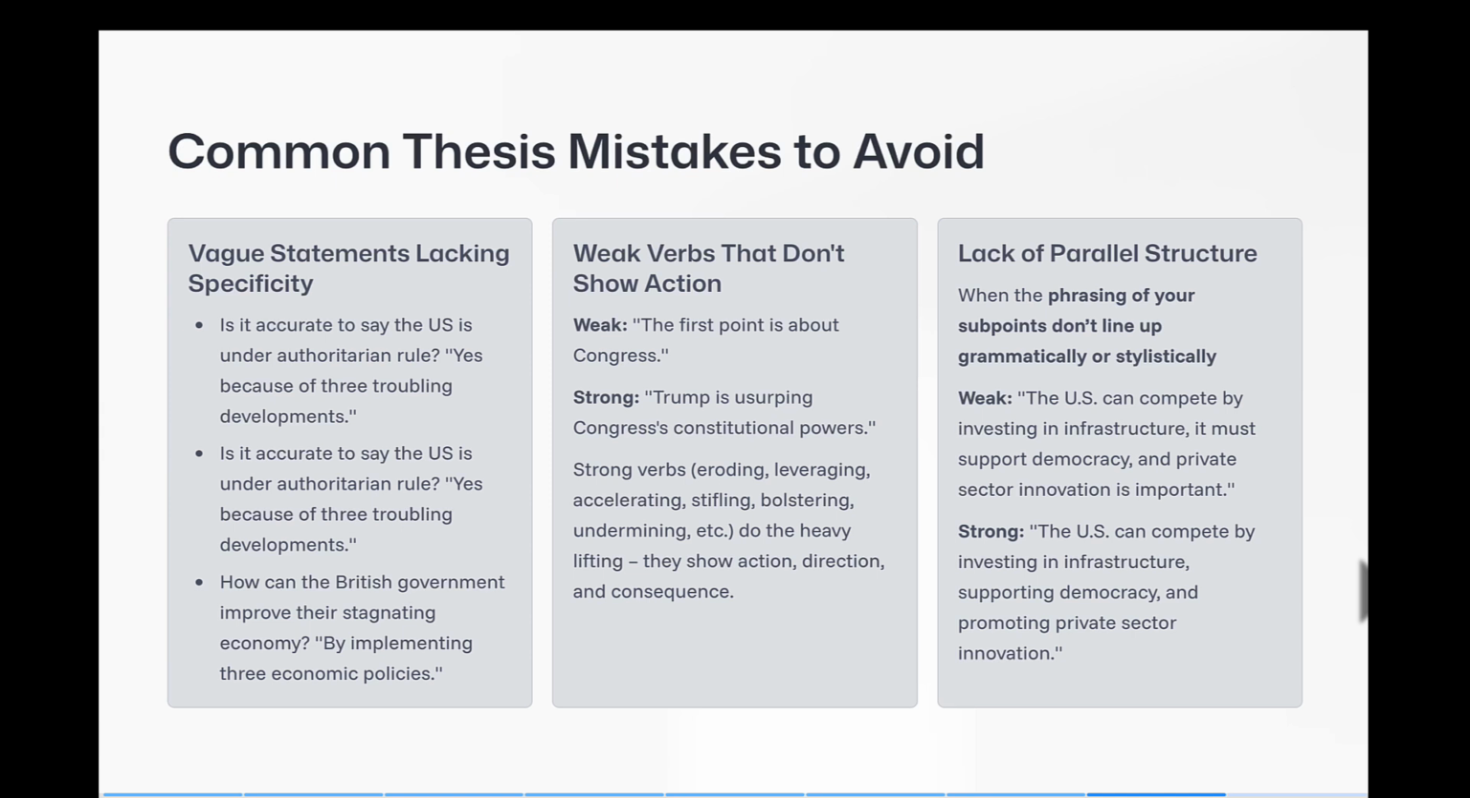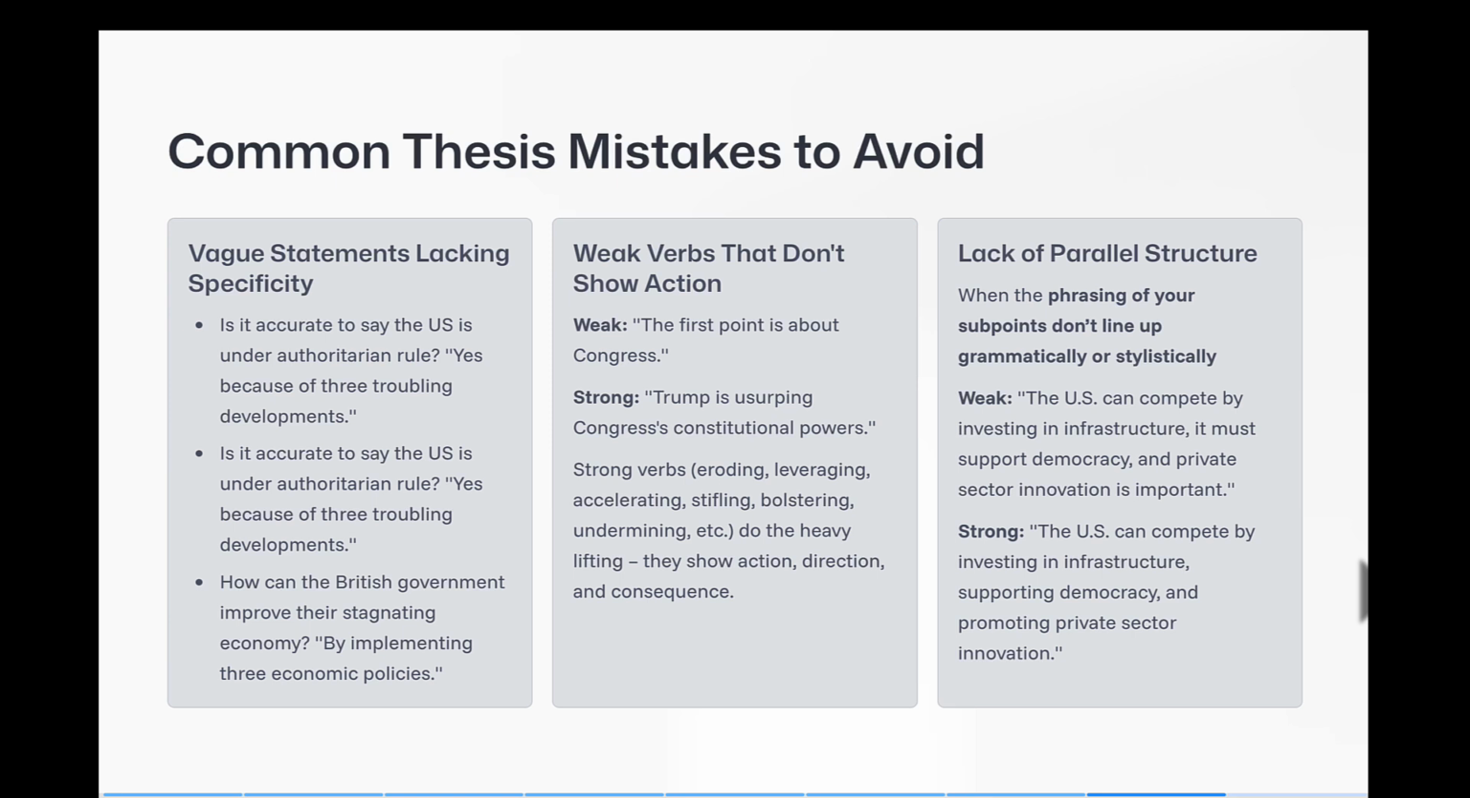One other mistake that I haven't really mentioned yet is a lack of parallel structure, and that's when the phrasing of your subpoints don't line up grammatically or stylistically, and it just makes you sound very clunky. Look at this example. It says, the U.S. can compete by investing in infrastructure, it must support democracy, and private sector innovation is important. They don't flow, they're not grammatically or stylistically the same, versus the stronger one, which is the U.S. can compete by 1, investing in infrastructure, 2, supporting democracy, and 3, promoting private sector innovation.